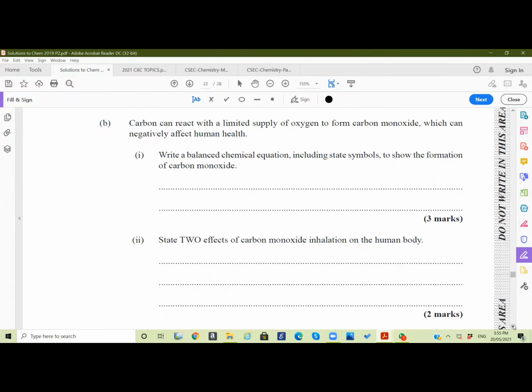So in this part, they're saying carbon can react with a limited supply of oxygen to form carbon monoxide, which can negatively affect human health. Part 1, write a balanced chemical equation, including state symbols, to show the formation of carbon monoxide.